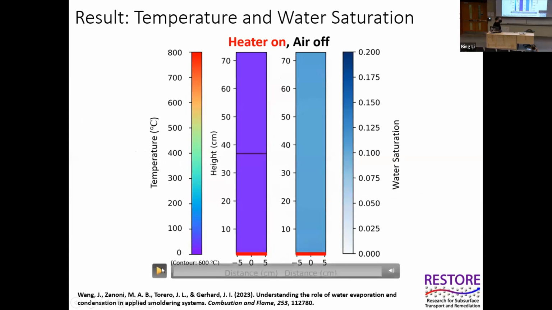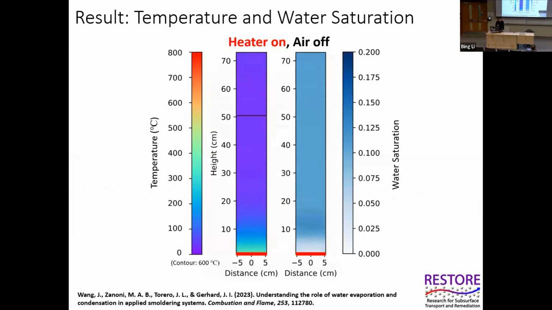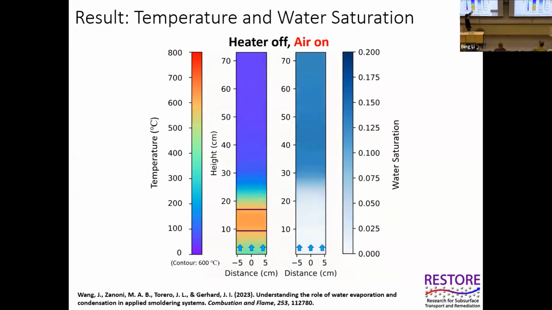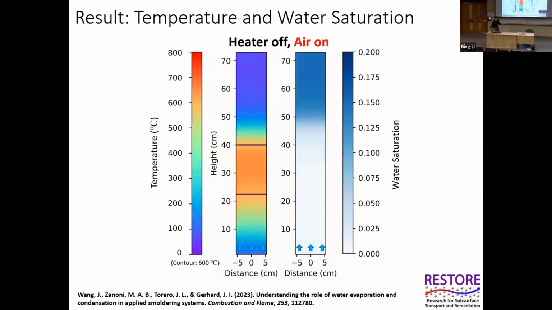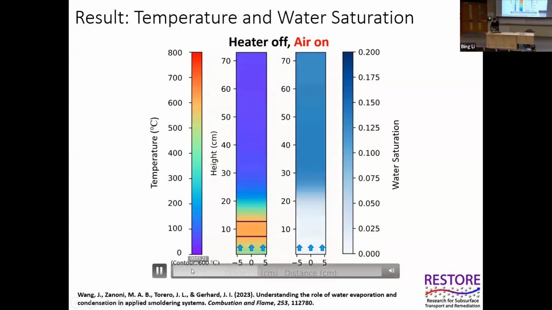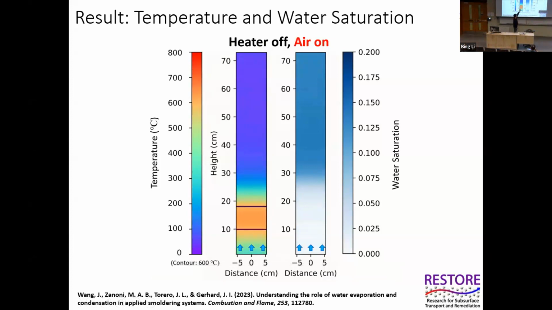So the left column has the predicted temperatures, and the right column we have the water saturation data. Basically, you can see water is removed by the heat wave from the heater, and also it's driven by the smoldering propagation. However, all this water removed by the heat wave condenses in the top region. So you can see in the top region, we're actually increasing the local moisture content.